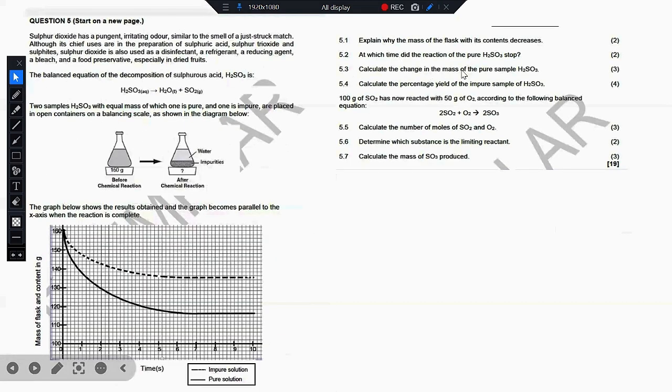Now 5.3 says calculate the change in the mass of the pure sample H2SO3, right? Now to calculate the change in mass, obviously we need to see this clearly here. So calculate the mass of the pure sample. So we are looking at the change in mass of the pure sample. So that means to calculate that, we'll just say change in mass is equal to the mass finally minus the mass initial, right? Now the mass finally will represent the mass of the pure sample when the reaction is complete.